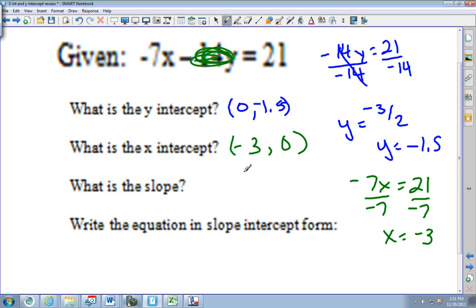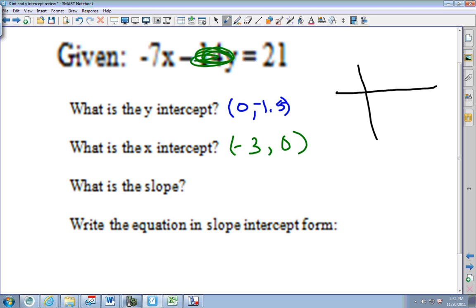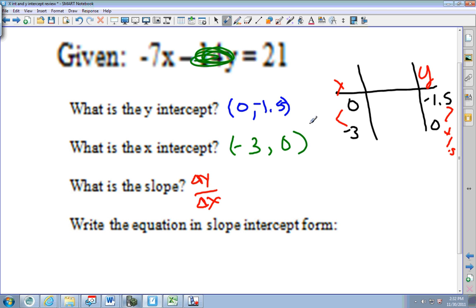Now to find my slope, I'm going to try and graph. Well, it may be easier on this one to make a table right here. And I have 0 and negative 1.5 and negative 3, 0. Now remember, my slope is delta y divided by delta x. Remember, I have x, then y. Right here, I get plus 1.5, and this is minus 3.